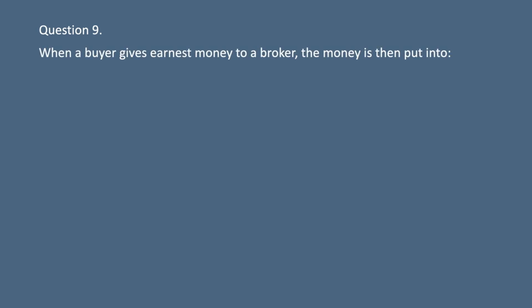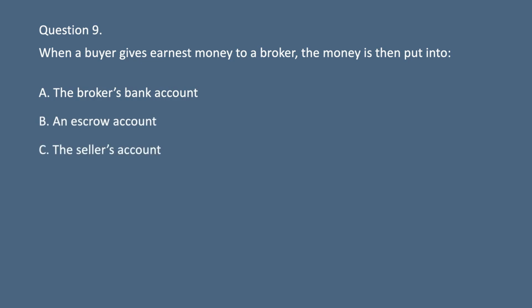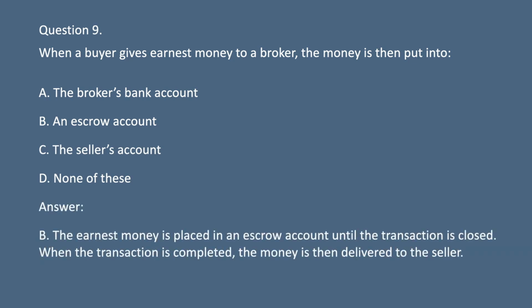Question 9. When a buyer gives earnest money to a broker, the money is then put into A. The broker's bank account, B. An escrow account, C. The seller's account, D. None of these. Answer B. The earnest money is placed in an escrow account until the transaction is closed. When the transaction is completed, the money is then delivered to the seller.